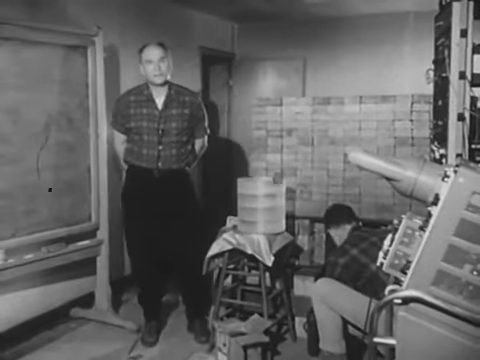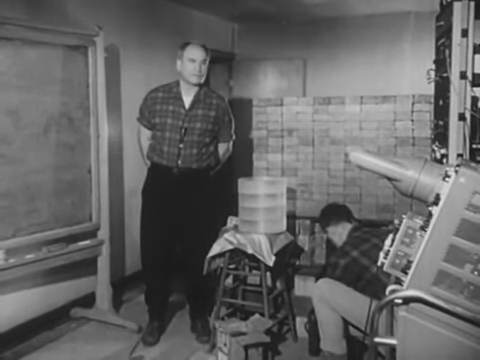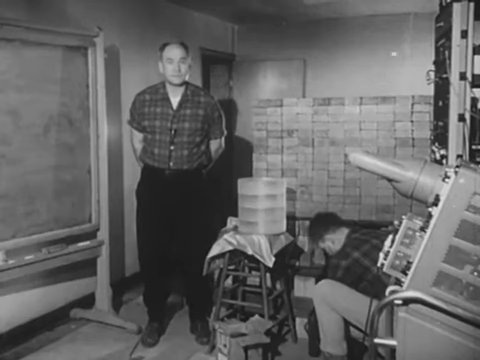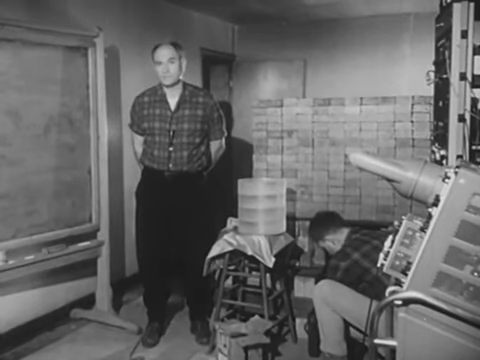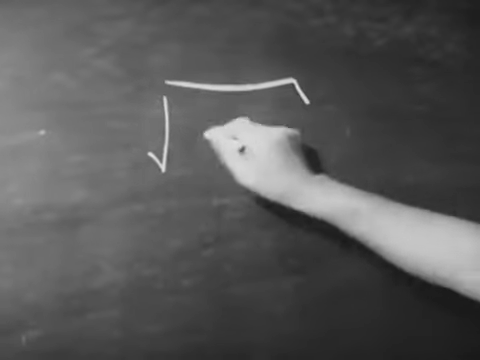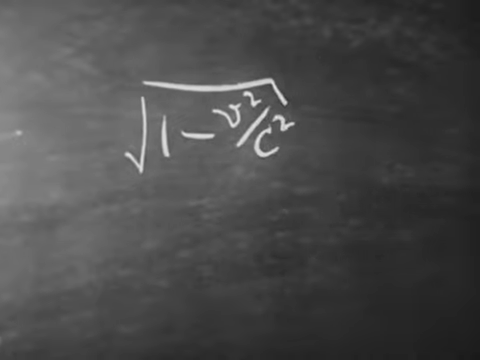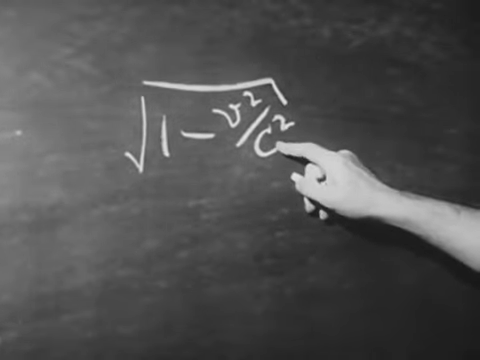One of the most startling predictions of the theory of special relativity is that moving clocks run slow by a factor of the square root of 1 minus v squared over c squared, where v is the speed of the clock relative to the observer, and c is the speed of light.